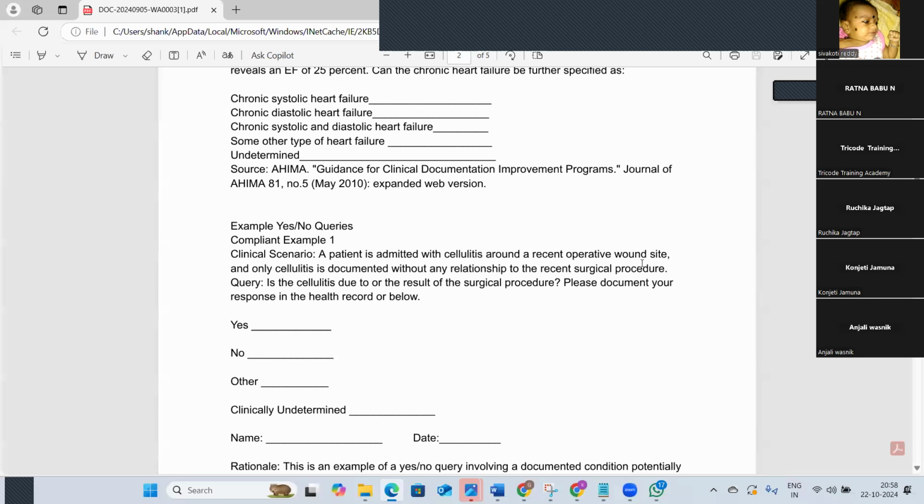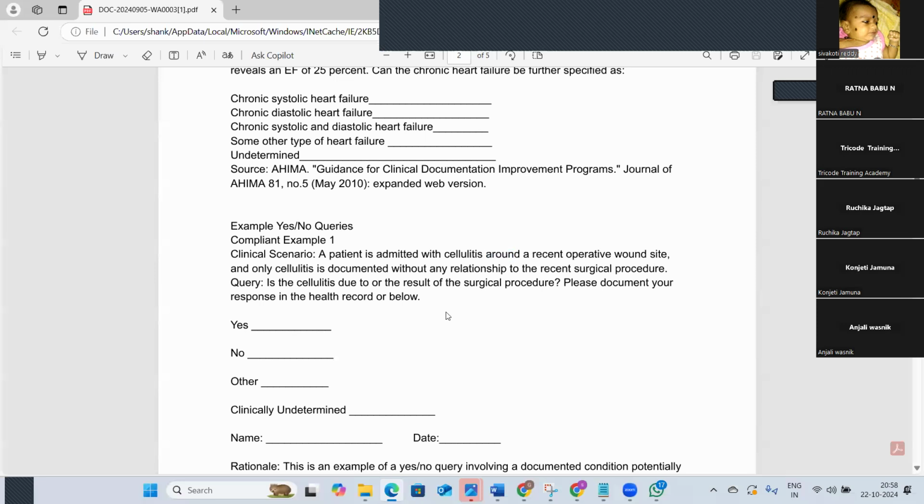Nowhere is it documented. The physician doesn't mention that the cellulitis is related to that. He only said around, which doesn't mean it's related. Maybe it's related to the surgical site, maybe it is not related to the surgical site. The relationship between the cellulitis and the surgical site isn't mentioned.